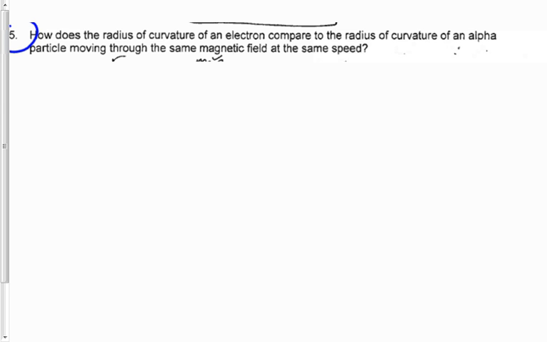If we want to compare the radius of curvature of the electron's path to the alpha particle's path, then let's divide the radius of the electron's path by the radius of the alpha particle's path, just like we divided my age by your age.